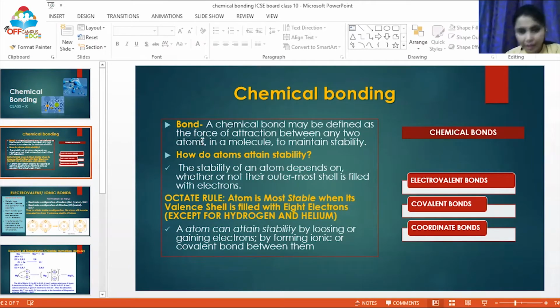Now, a chemical bond can be defined as the force of attraction between any two atoms in a molecule to maintain stability. It means that molecules attain stability by forming chemical bonds. And there are three types of bonds. We can see on the screen, it's electrovalent bonds, covalent bonds, and coordinate bonds.